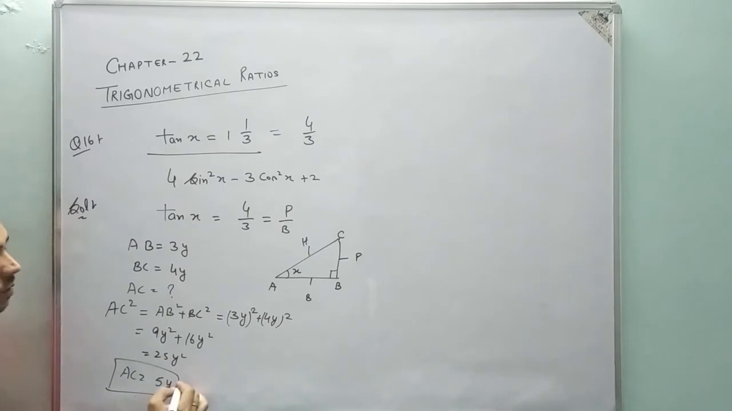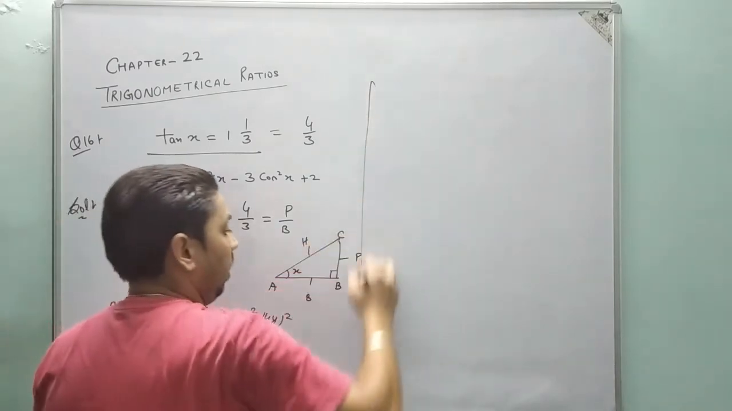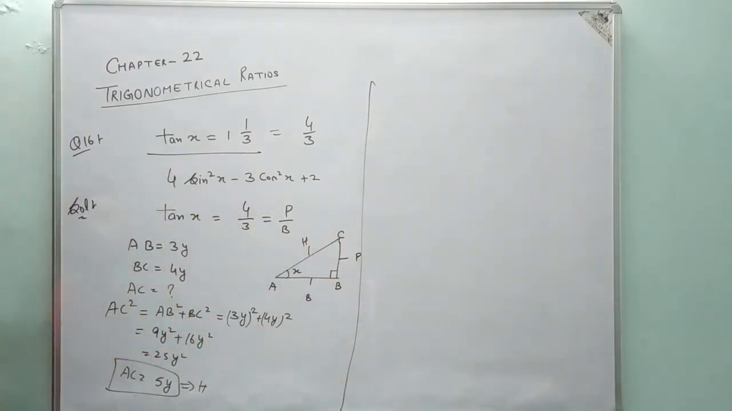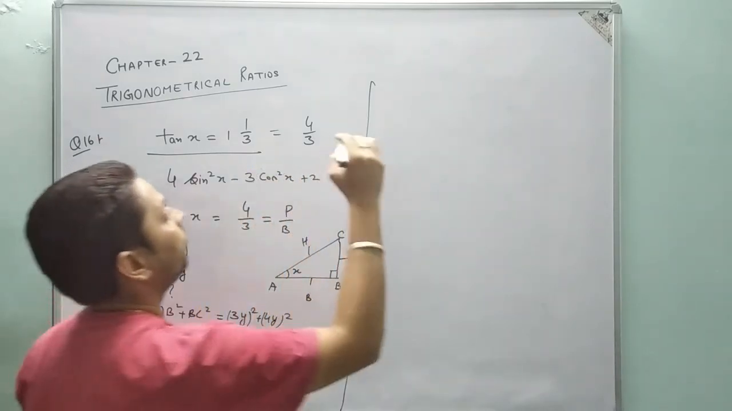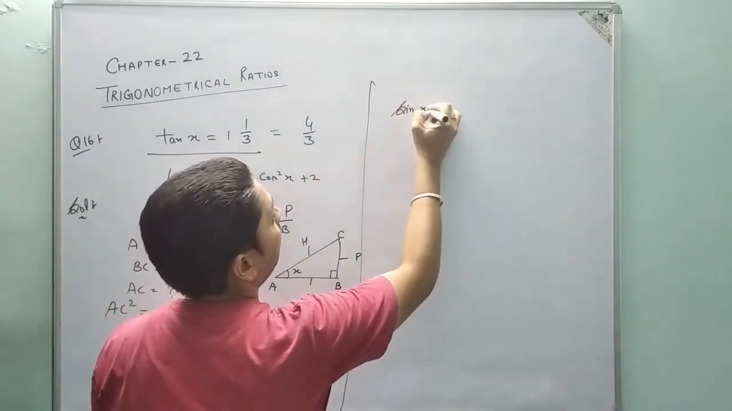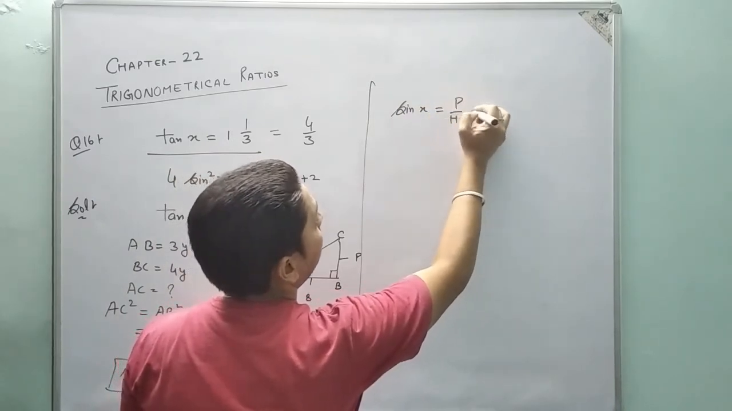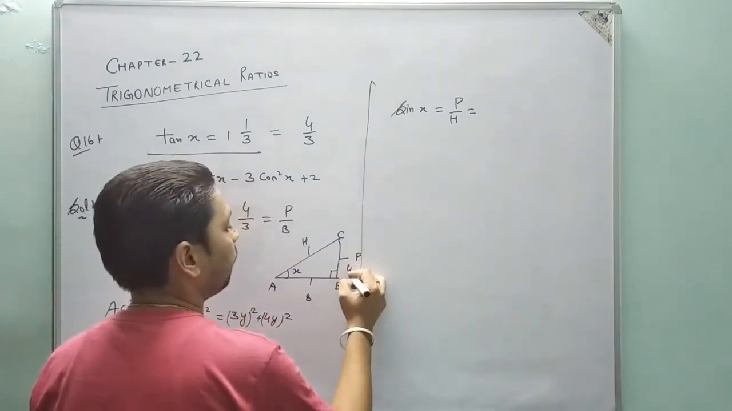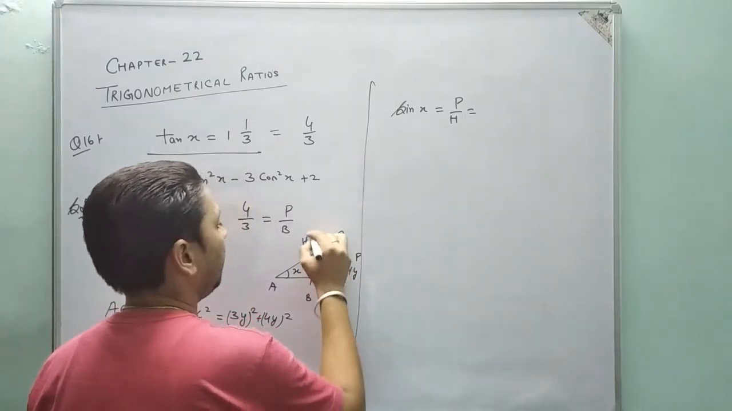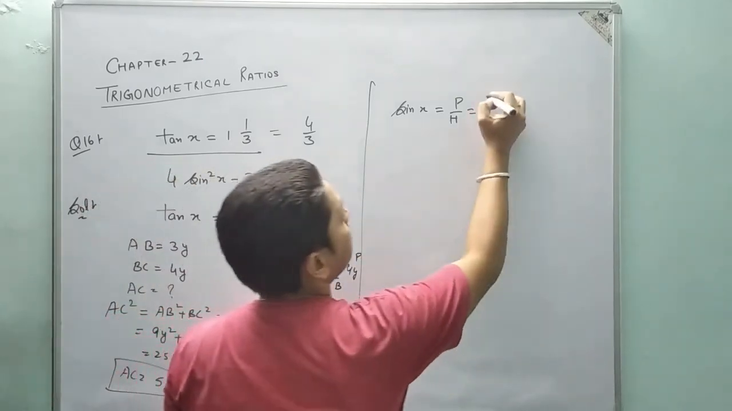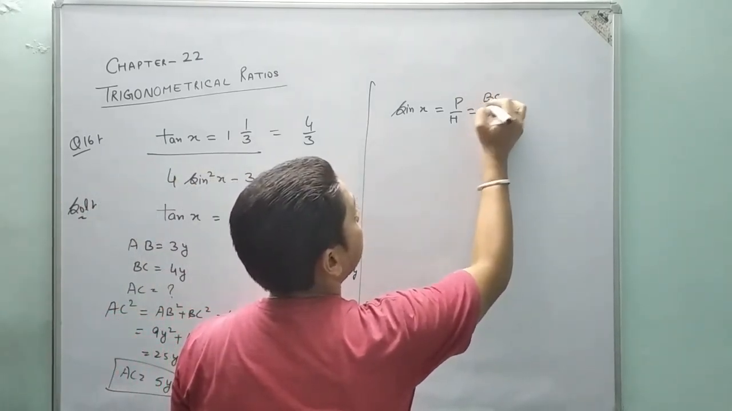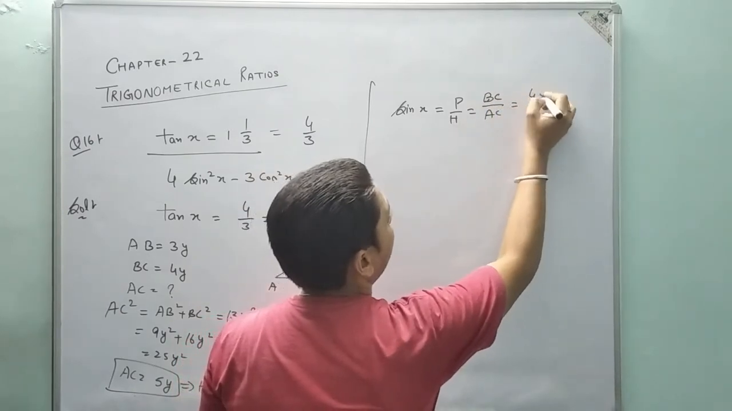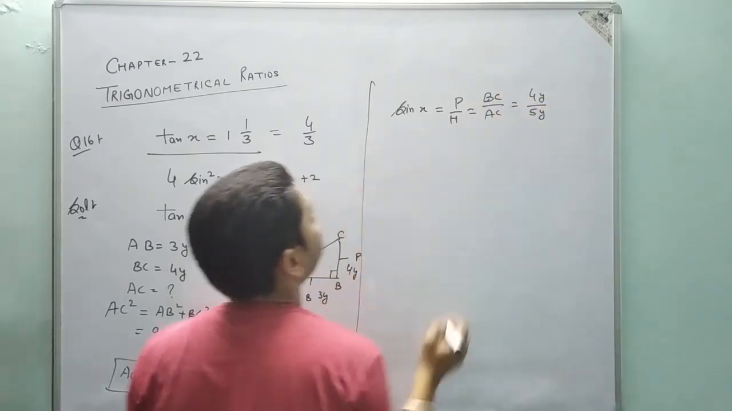So hypotenuse is equal to 5y. Now we have the values of all the sides here. Then find the value of sine of x. Sine of x is perpendicular upon hypotenuse. Perpendicular is 4y, base is 3y and hypotenuse is 5y. So it is BC upon AC, that is equal to 4y upon 5y.